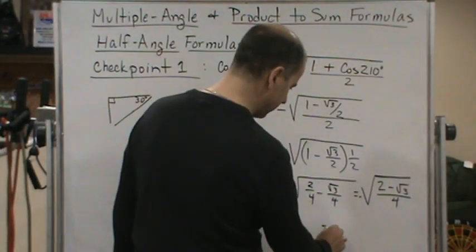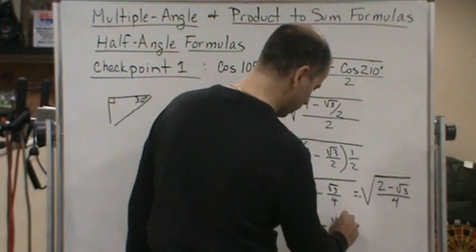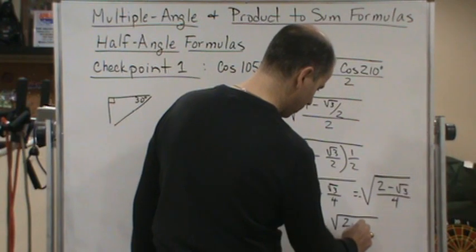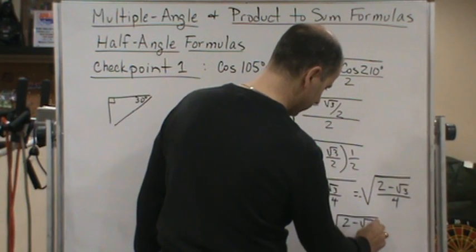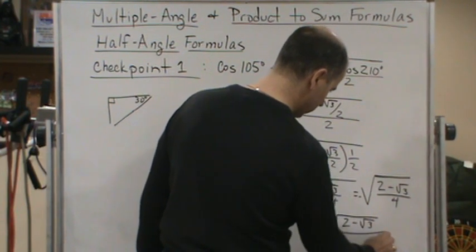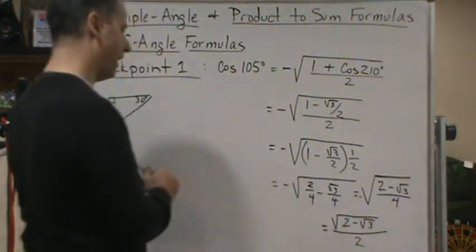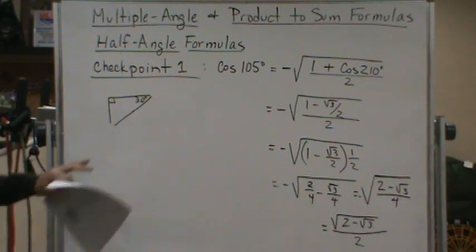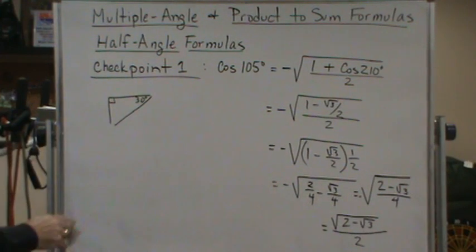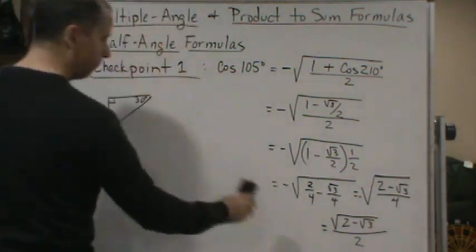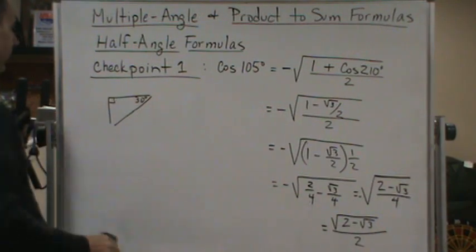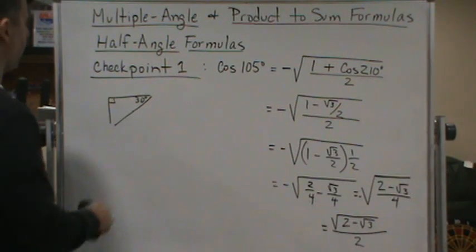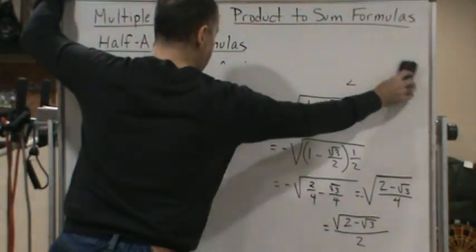And so my final answer actually can be written as the square root of 2 minus the square root of 3 all over 2. So that would be the correct answer. So in example 1 and in checkpoint 1, that would be the simplest answer. Okay, so just make sure you make that change in your notes. Okay, so now example 2.